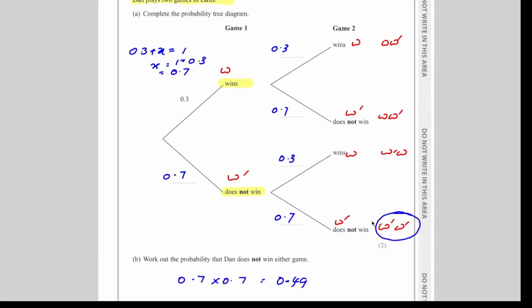If you are getting the probability at the end of a branch, we multiply. If you are getting two sets, we add. If you are having another set of branches, you have to add. So let's say you are moving on from this branch end to another branch end, you have to add. That's how you get the probability from a tree diagram.